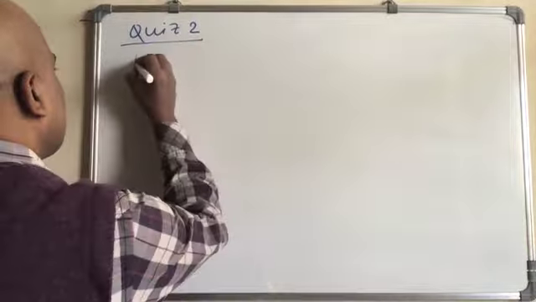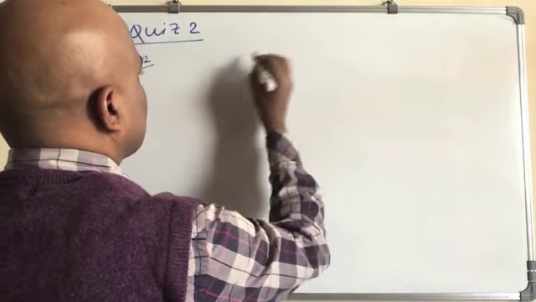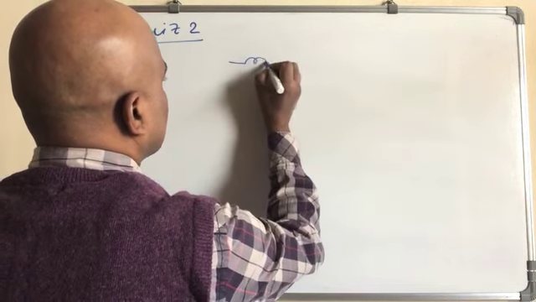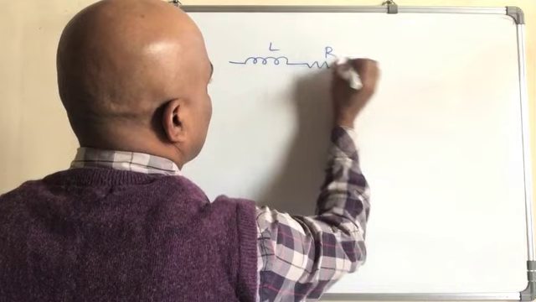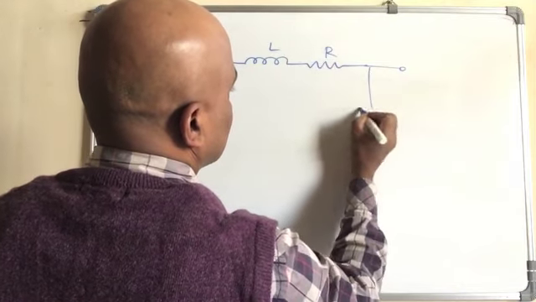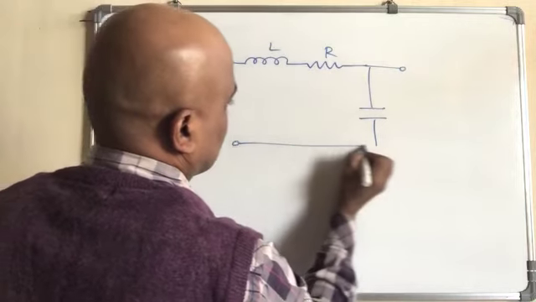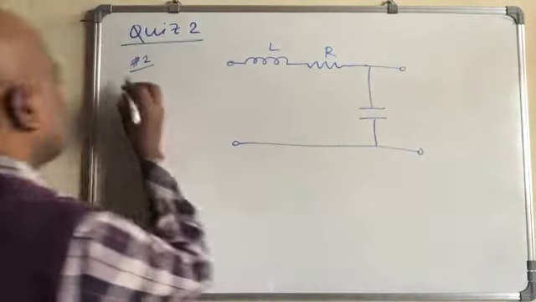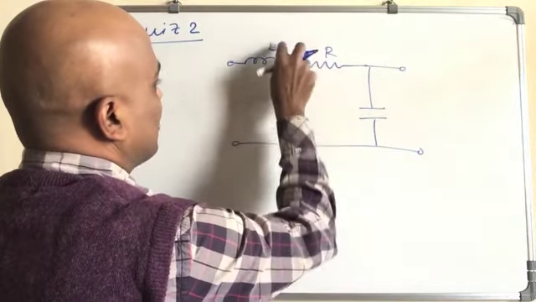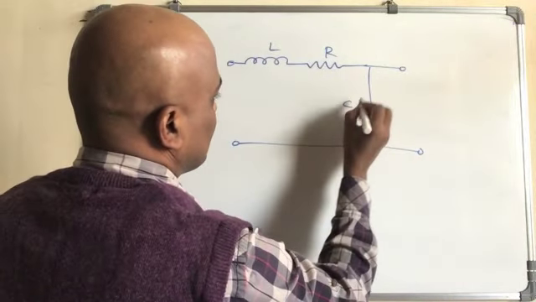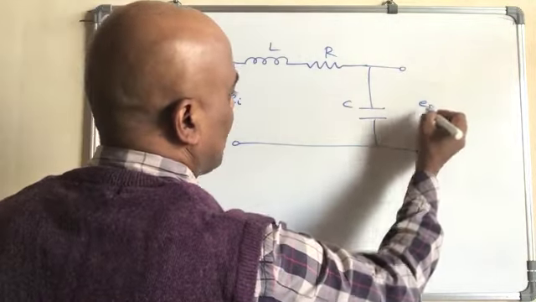Number two question is about the LRC circuit. So we have L, then we have R, and then we have C here like this, yeah, and zeta equal to R. The question says the values of L, R and C are given, you have to find, right? So this is Ei, this is Eo.